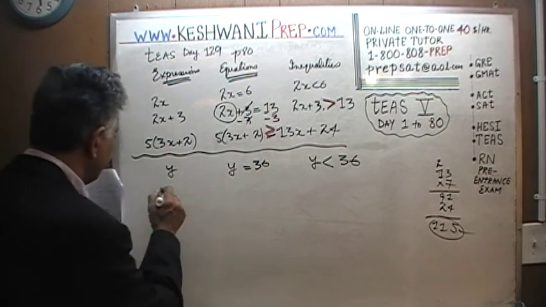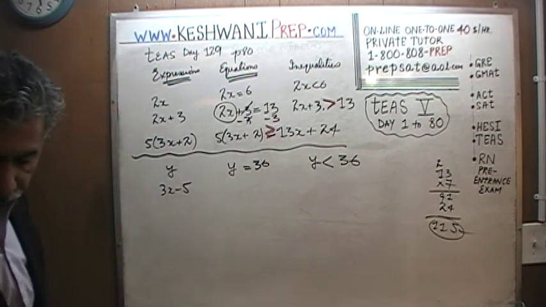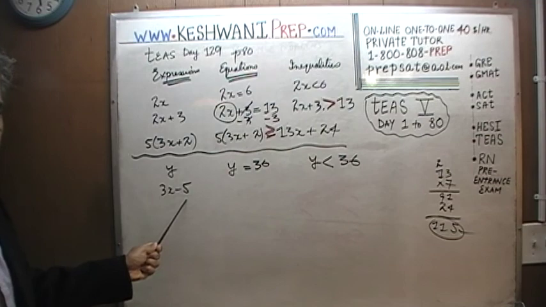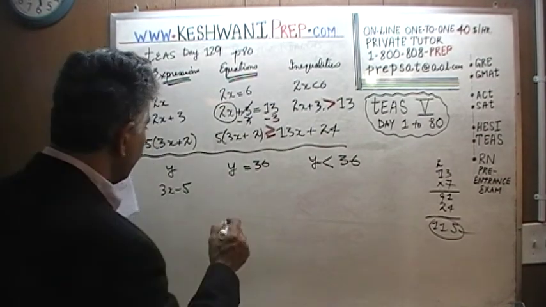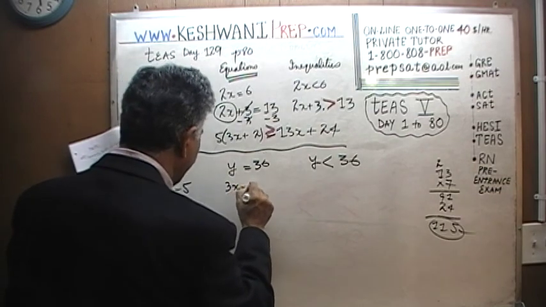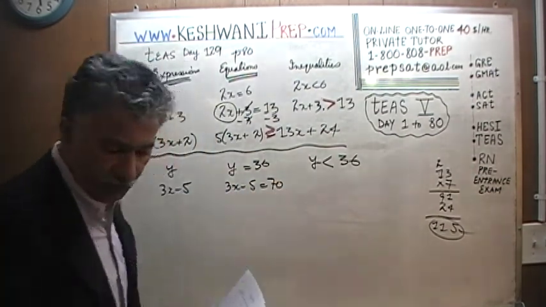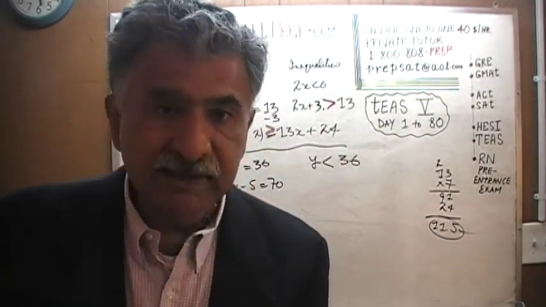Let's do the next one. The next one says 3x minus 5. 3x minus 5 is also an expression, but now we have two terms, the first term being 3x, the second term being minus 5, or negative 5 if you like. We can have an equation out of it. We can have 3x minus 5 equals 70, and that's what you will find in the book.